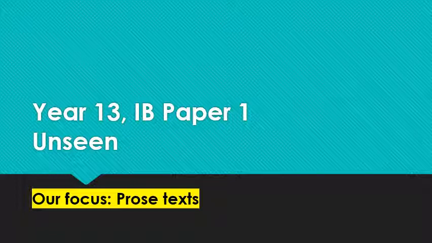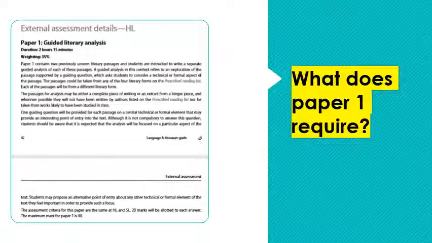I'm going to be going through paper 1 for the IB, the unseen paper. The focus of this video in particular, because it's what we've been covering in class, is the prose text. So how do we actually approach analysing an unseen prose text in the IB exam?